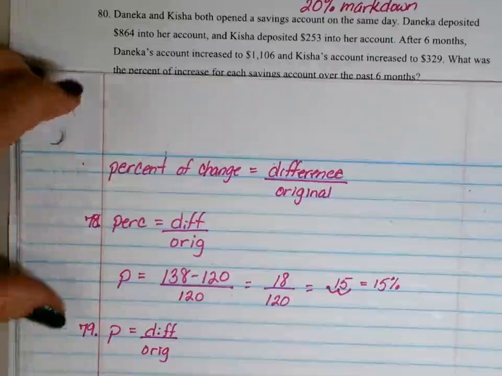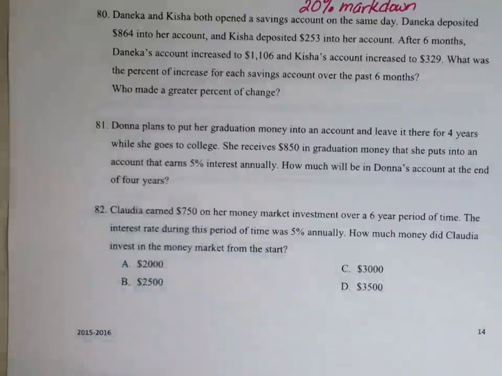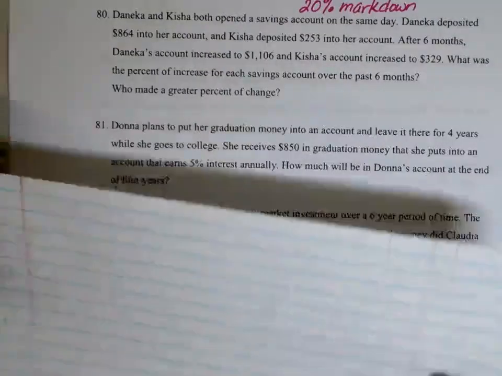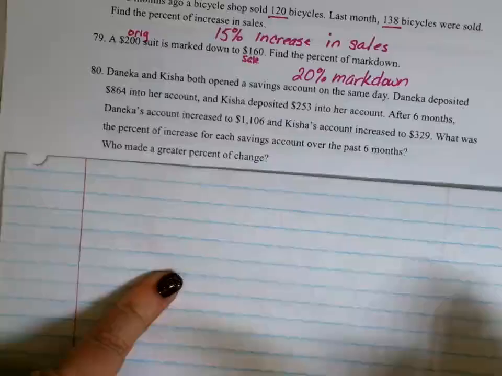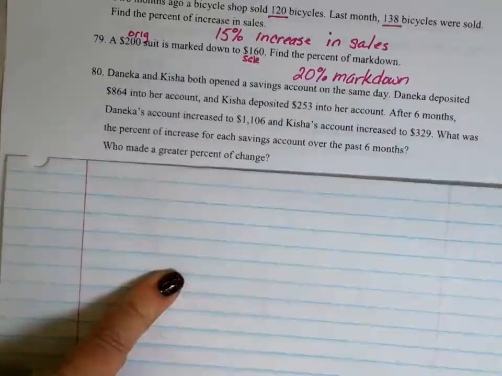Okay? Number 80. All right. Number 80. Danica and Keisha both opened savings accounts on the same day. I'll wait. The only person I should hear talking is Mr. Velez. All right, let's try that again.